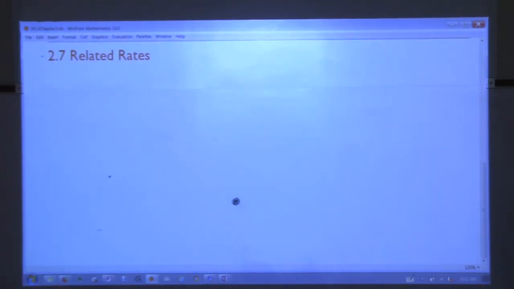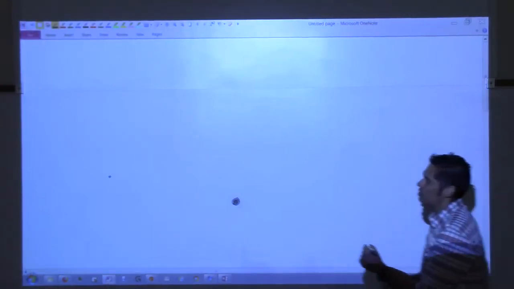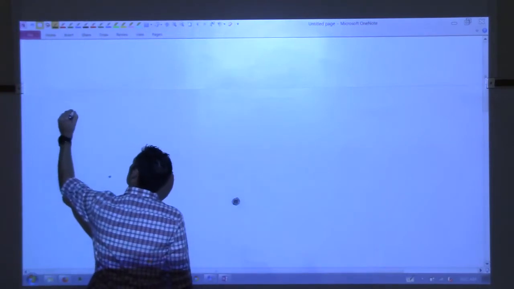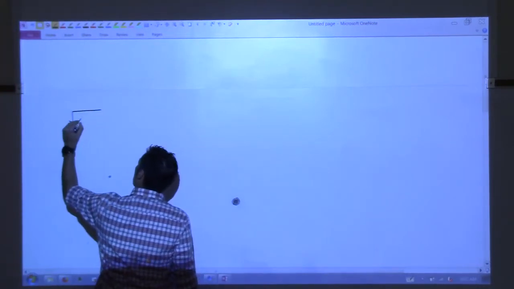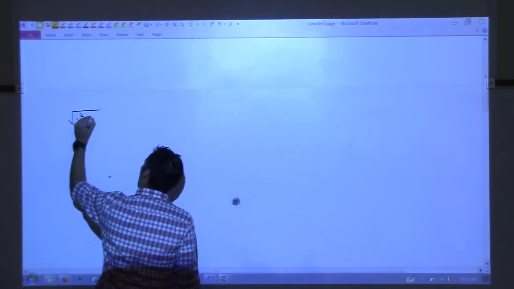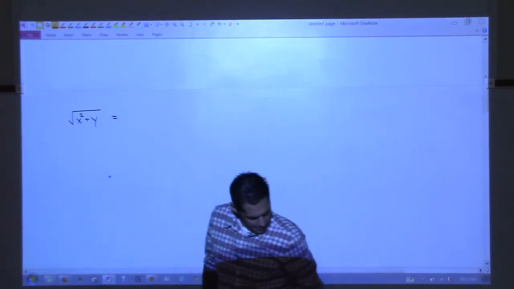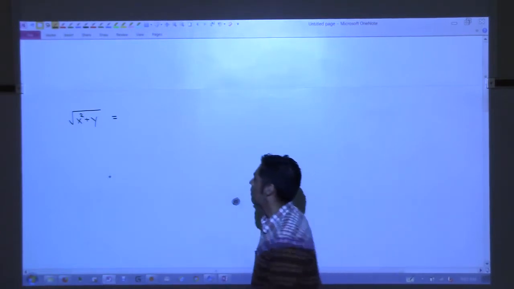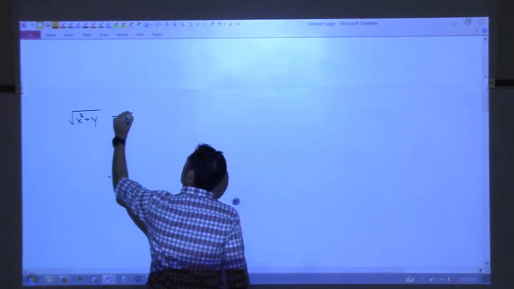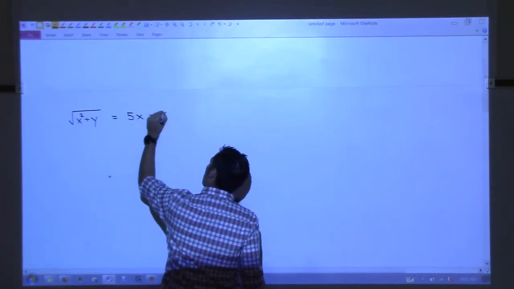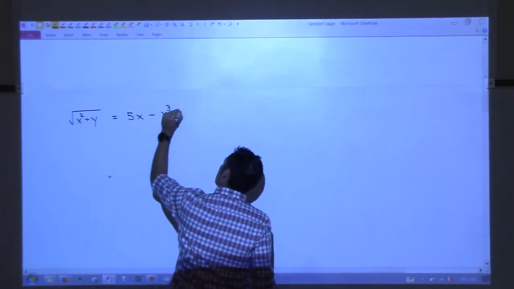All right, so this is not related rates, just so you know. This is still implicit differentiation. So let's take a look at this equation here. Let's go square root of x squared plus y equals 5x minus x cubed y to the fifth.